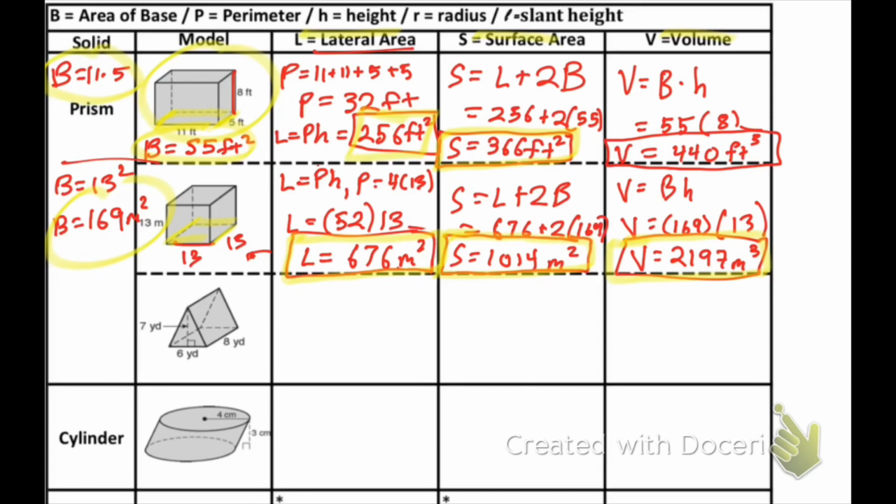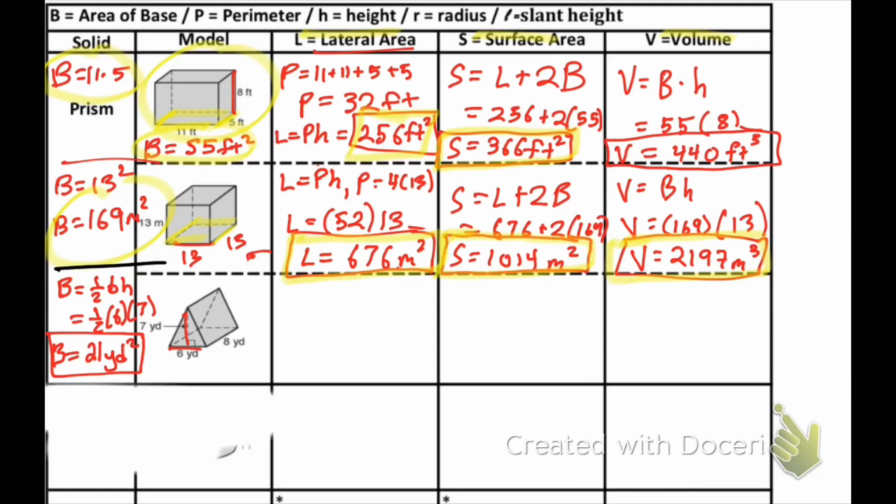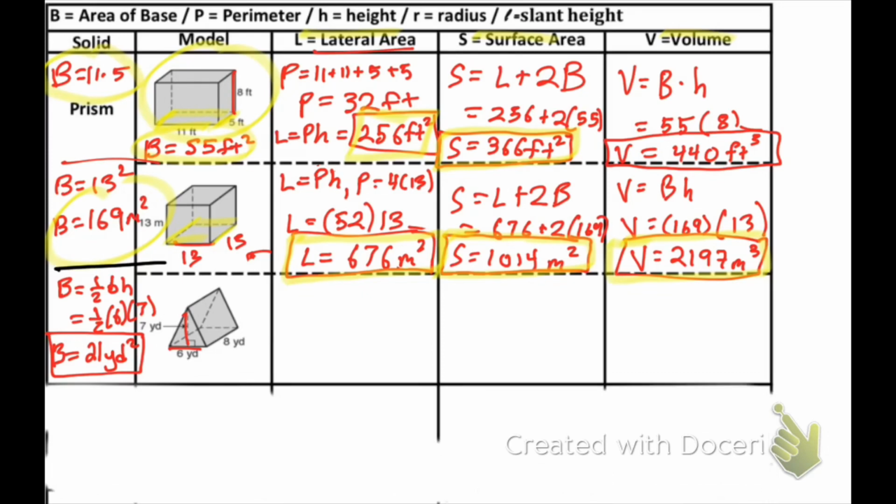So let's calculate the area of the base of my triangle. Capital B is equal to 1/2 times the base times the height. So the base is 6, height of the triangle is 7. So I get 1/2 times 6 times 7, which gives me the area of the base is 21 yards squared. Lateral area is equal to, and we're not going to do the cylinder today, so I can get rid of this. Give me a little bit more room.